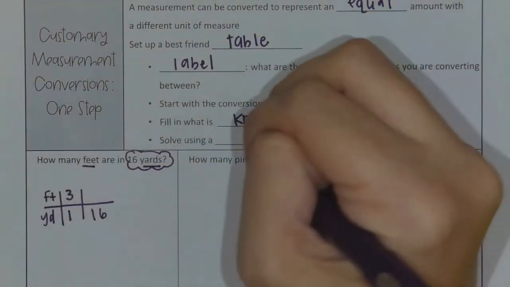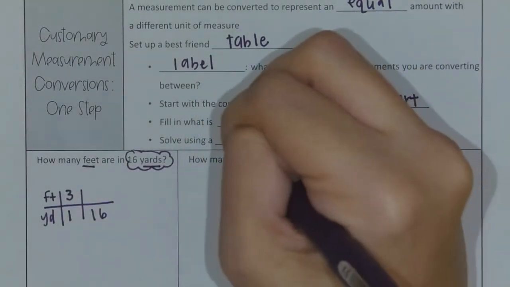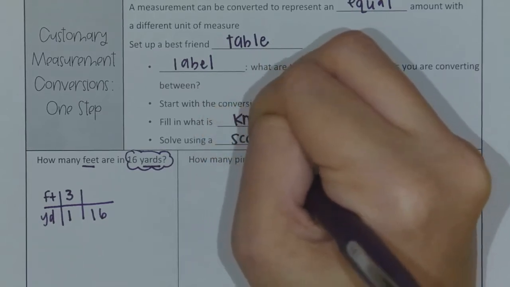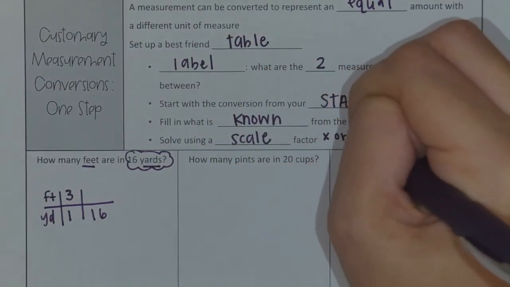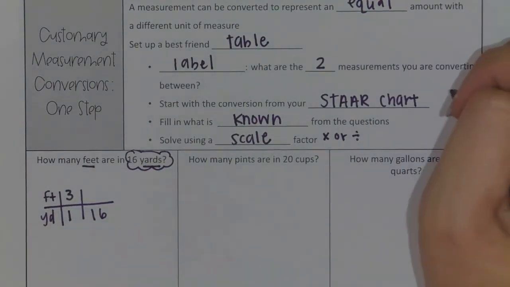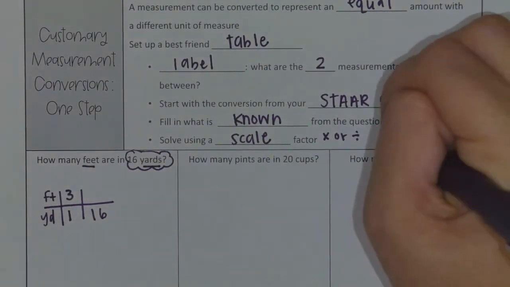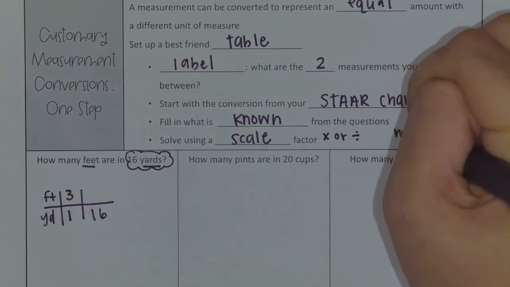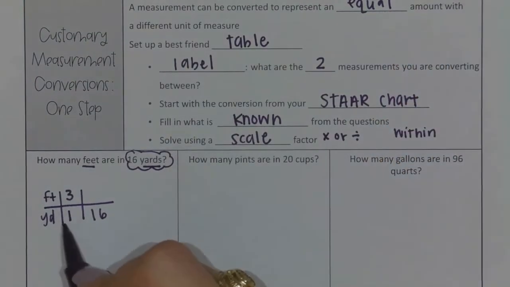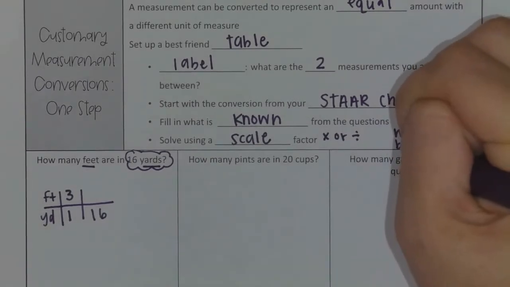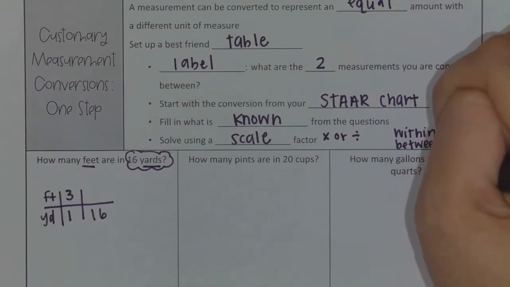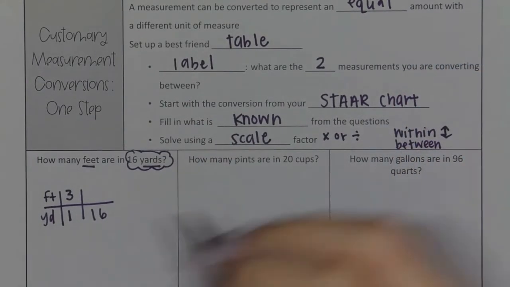And then I'm going to solve for what I'm missing using a scale factor. So remember, scale factors are whatever we are multiplying or dividing by to go from one number to a next. There are 2 places that we can find a scale factor. We can always look within. So within is going from top to bottom. Or we can look between. And between is going from side to side.